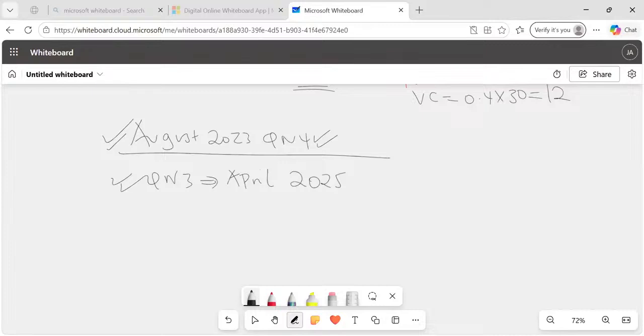So now we are doing question number 3 of April 2025. This concept of a special order, relevant costing. Same things that I've taught you here.